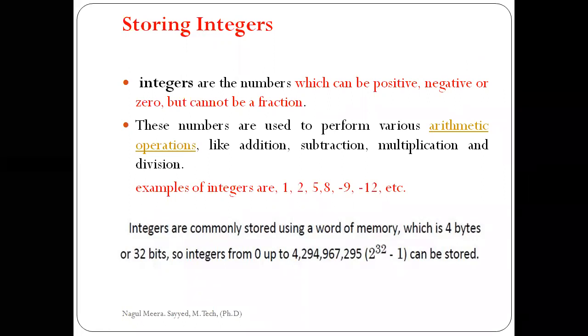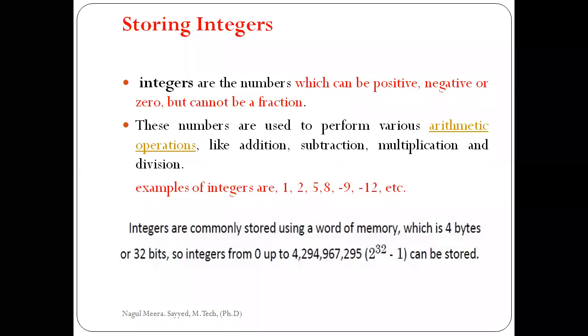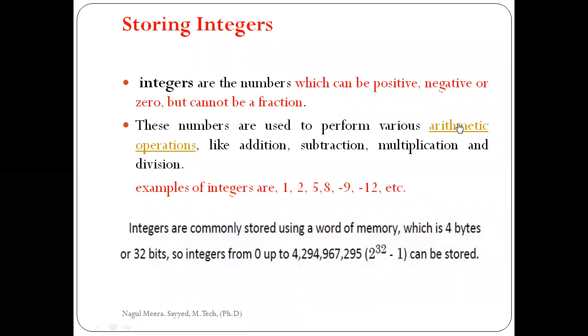Example, the general numbers are called integers, like 0, 1, 2, 5, 8. These are all positive numbers. For example, minus 9, minus 12, minus 1000. These are all negative numbers. So these are all called integers. Simply, integers may be a positive number, a negative number, or a zero, but not a fraction.